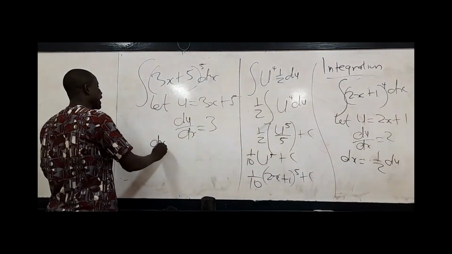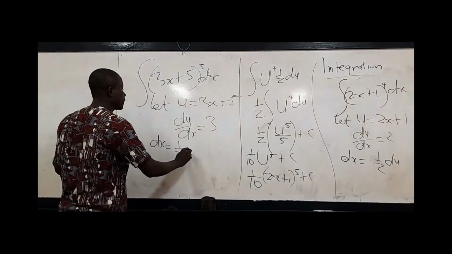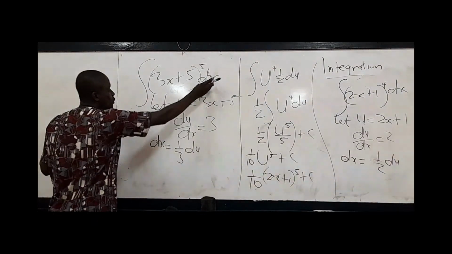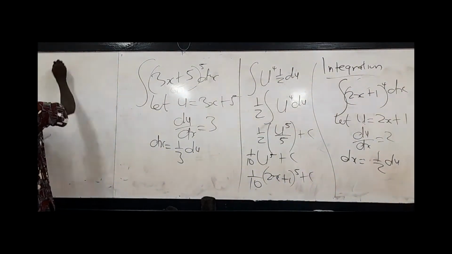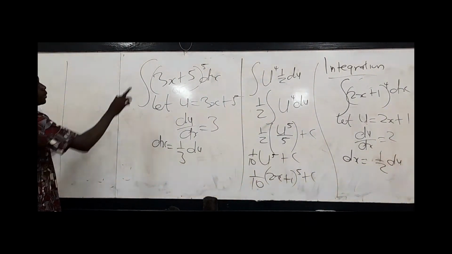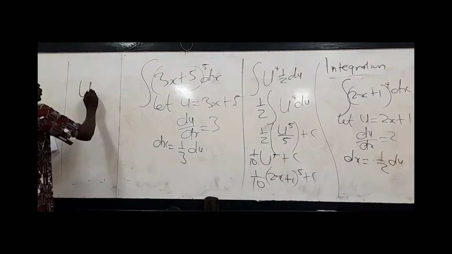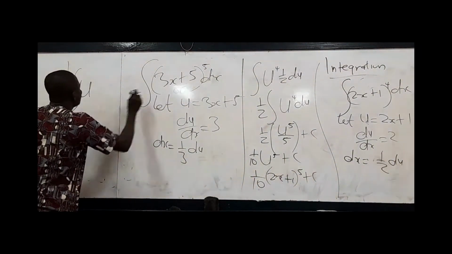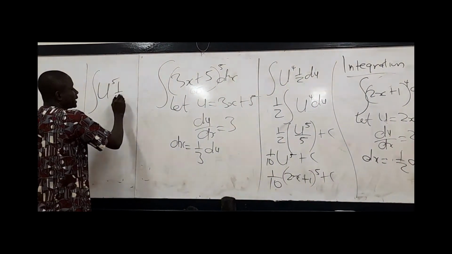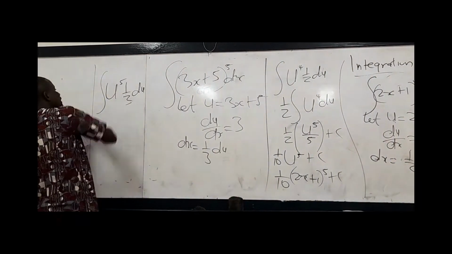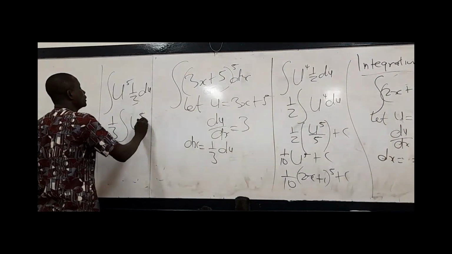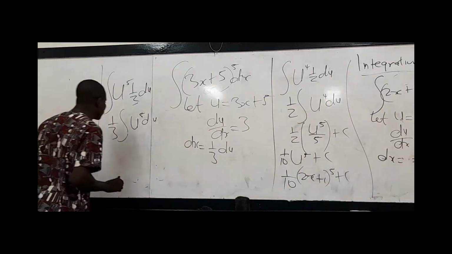So finally, dx is equal to 1 over 3 du. Now, wherever you see dx, we put this there. In a nutshell, we have the integral of u to the power 5, because here is u, and the dx is 1 over 3 du. So we bring the 1/3 out, and this integral becomes u to the 5 du. So we are now going to integrate this.